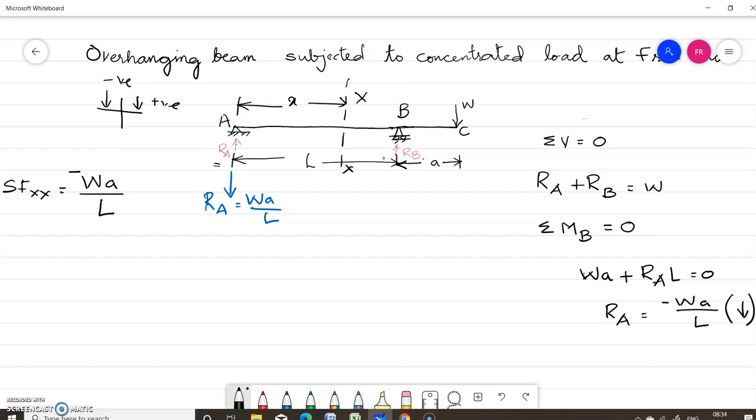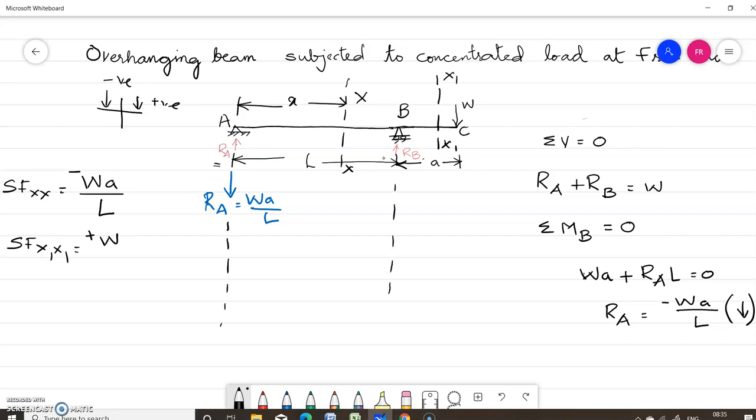Now we'll see, you consider another section at this portion BC. Let this be x1, x1. So what is the shear force? Shear force at x1, x1 is equal to plus W. Okay, right downwards is positive. Now we can draw the shear force diagram.